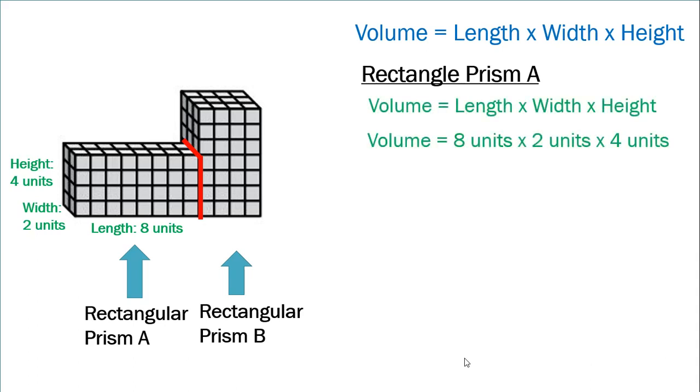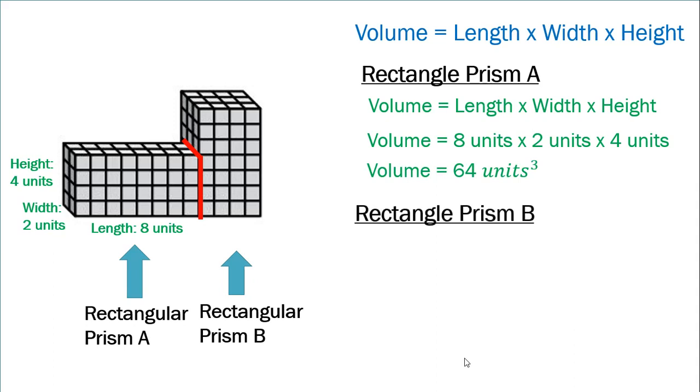8 units times 2 units times 4 units. Well, 8 units times 2 units is 16 units squared. 16 units squared times 4 units is 64 cubic units. So there's 64 units used to create rectangular prism A.